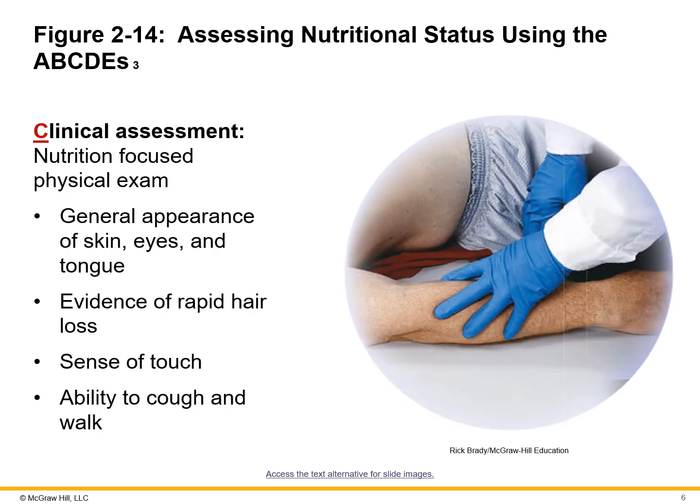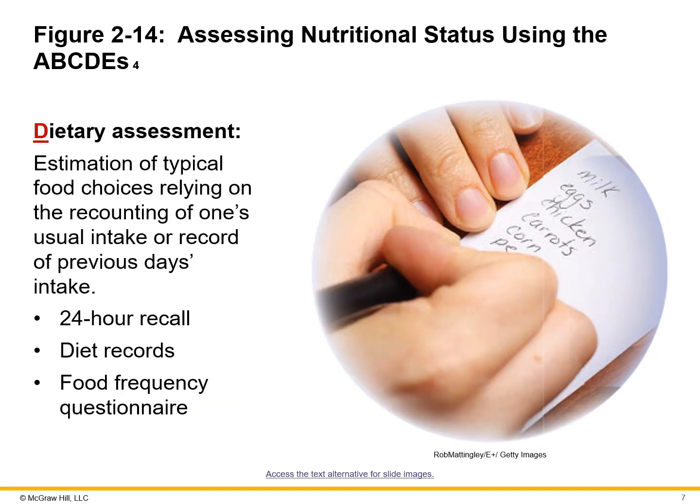Then C stands for clinical assessment. So this is looking at that physical exam. One's general appearance, as far as their skin, their eyes, even their tongue, can indicate nutrition. Hair loss indicates under or malnutrition. Sensitivity to touch can indicate a change in nutritional status. Just the ability to cough and to walk indicates our fatigue or where we're at with that nutrition status.